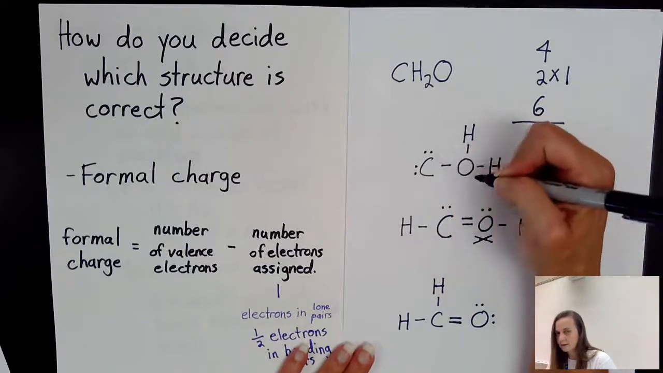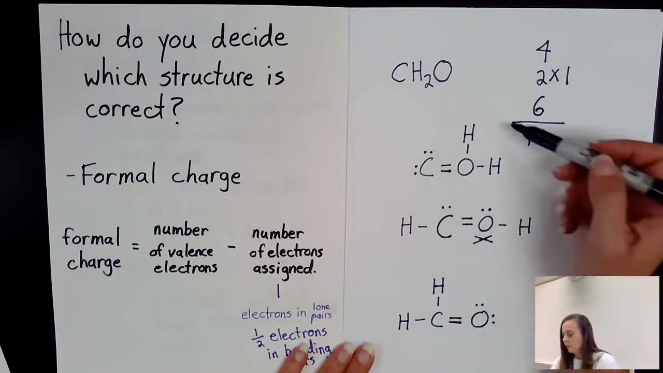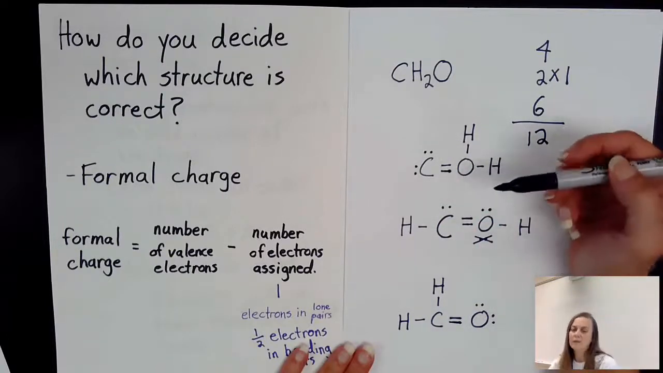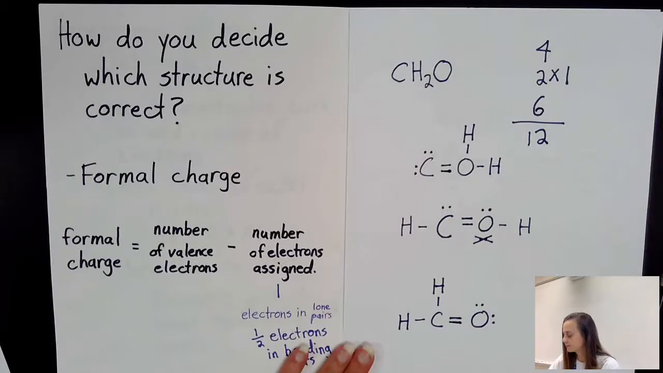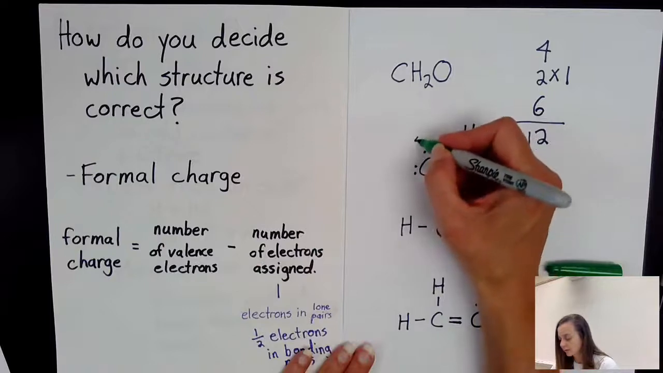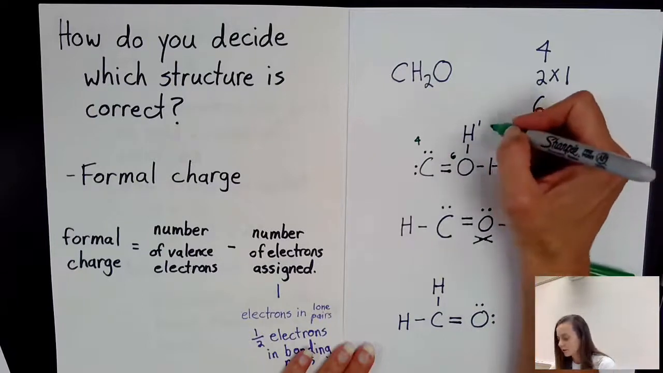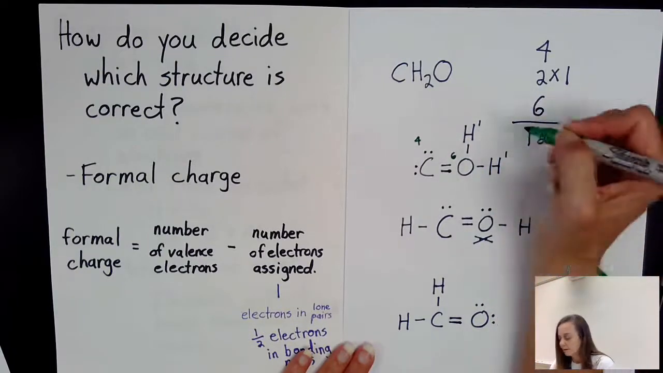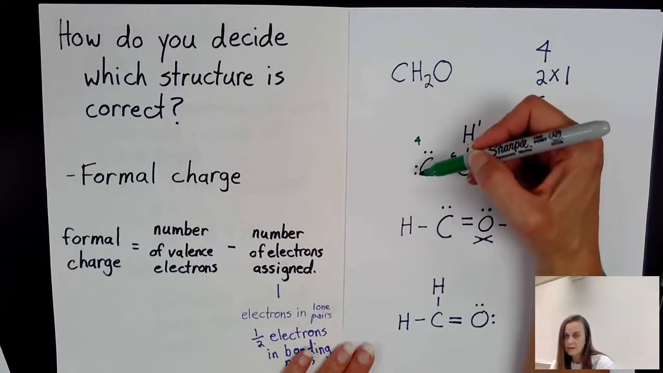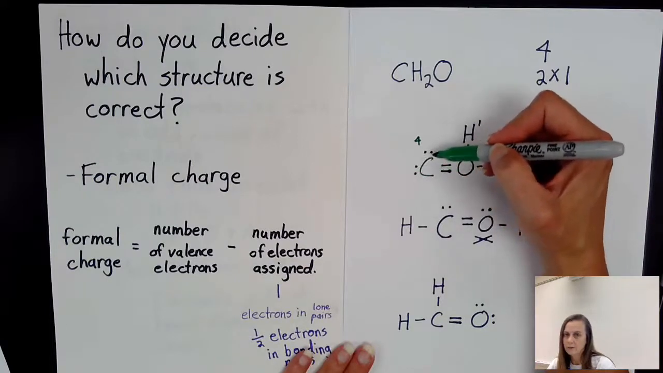So first thing we're going to do is determine the number of valence electrons on each atom. So we know that carbon has 4 valence electrons, and oxygen has 6 valence electrons, and each hydrogen has 1 valence electron. Now we're going to count the number of electrons that are assigned to these atoms according to our Lewis diagram. So we have 1, 2, 3, 4, and then we have 4 that are being split between the carbon and the oxygen, so we're going to call that 2, or we could count each bond as 1, 1, 2. So we have 6 here, so we have 4 minus 6 assigned to it.